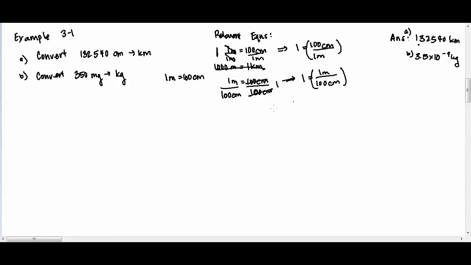Now, here's how we do this. We start off with our numbers like 1, 3, 2, 5, 4, 0. So that would be 132,540 centimeters. Always put the units on this. And you can kind of think of this as all being divided by 1 if you wanted to think of that as a fraction. I'm going to multiply this by the number 1.